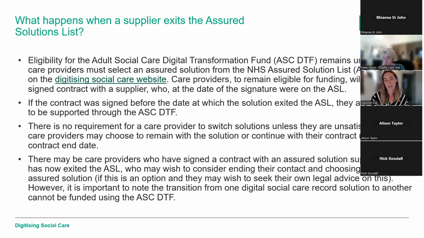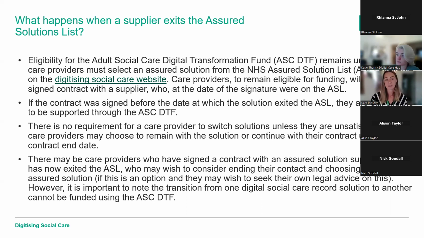We will communicate through integrated care systems and through our websites immediately once suppliers have been removed from the list. If as a care provider you've signed the contract before that date, that is fine, you are still eligible, but from that date forwards, we cannot provide grant funding to that supplier. There are FAQs that we've developed about this that we've shared with all the integrated care systems, and I think we shared with you, Katie, as well. If we haven't, for the Digital Care Hub team, we're happy to do that.